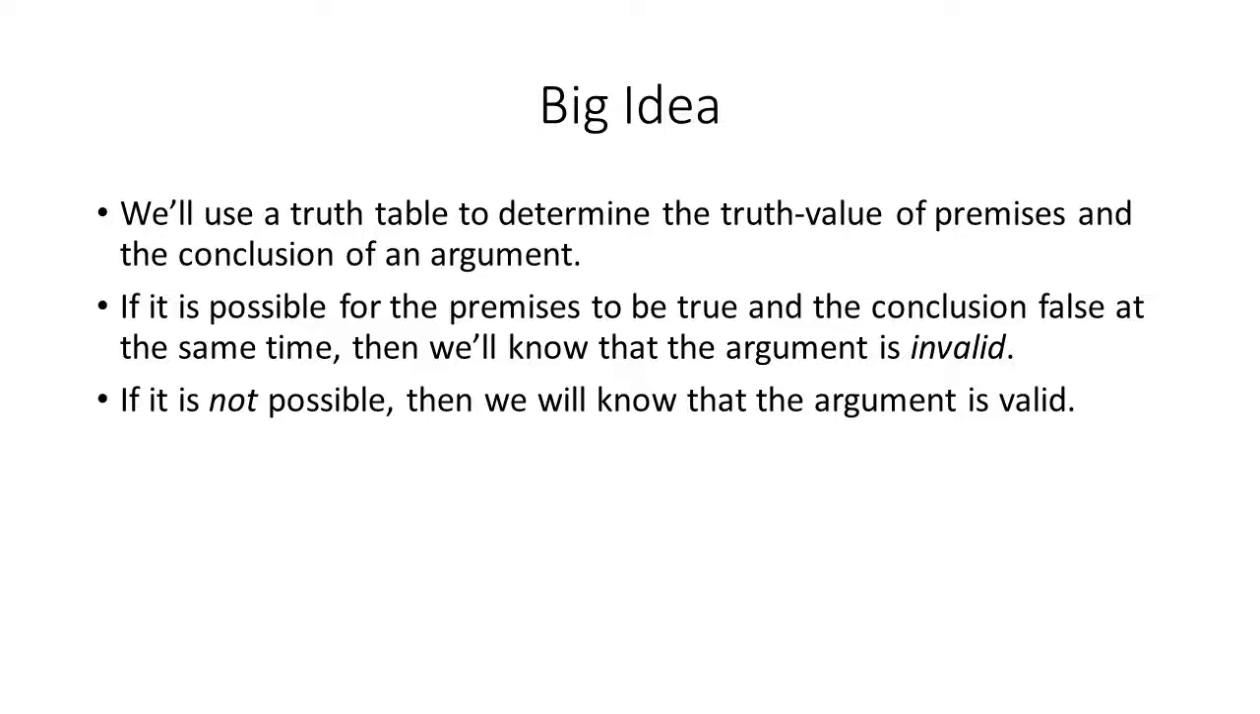So what does that mean? Well, it means that we're going to see if there are any rows where the premises are true and the conclusion is false at the same time. If there's any such row, then the argument's invalid. But if there's no such row, there's no row where the premises are true and the conclusion is false, then we can conclude that it's not possible for the premises to be true and the conclusion false at the same time. And given the definition of validity, it follows that the argument's valid.